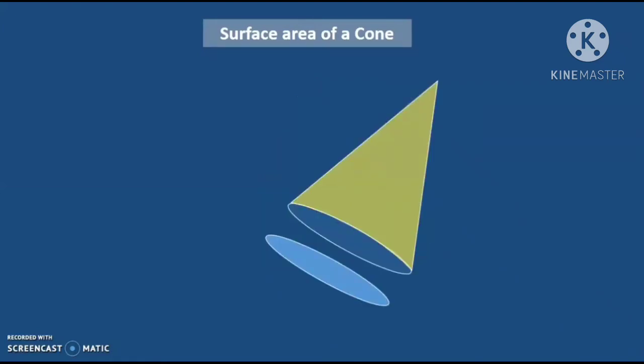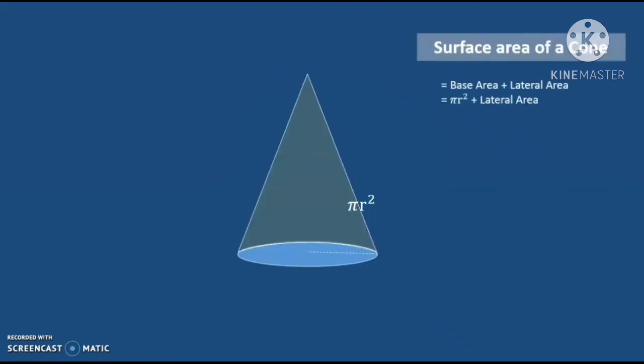Well, the formula is simple. The surface area of a cone is equal to the base area of the cone plus the lateral area of the cone. The base area of a cone is simple. It's a circle, and the area of a circle, as you might already know by now, is pi r squared, where r is the radius of the circle.